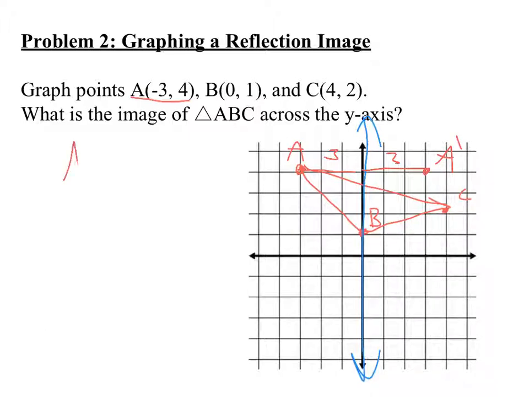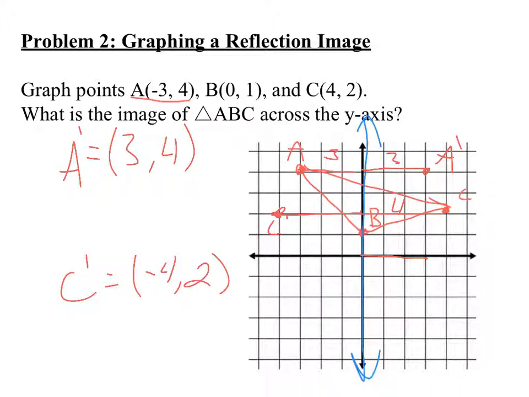So A prime is going to sit at the point 3, 4. I'm going to do the same thing with C. C is off on the right here. I'm going to go to the left 1, 2, 3, 4 spots. So I'm going to keep going 4 more to the left, 1, 2, 3, 4. There's C prime. So C prime sits at negative 4 for X, positive 2 for Y.